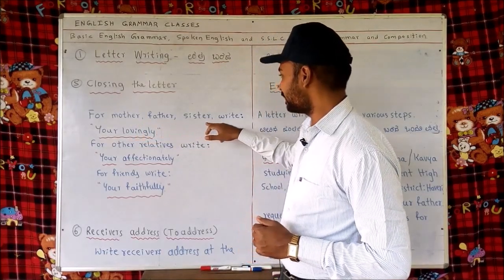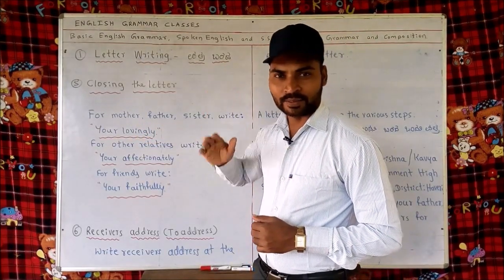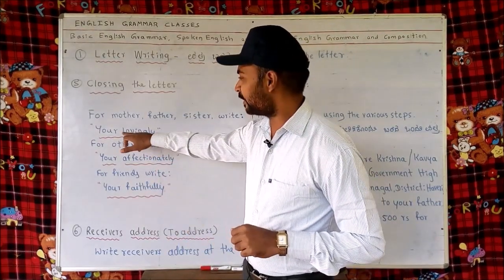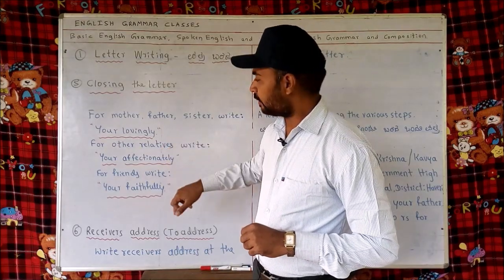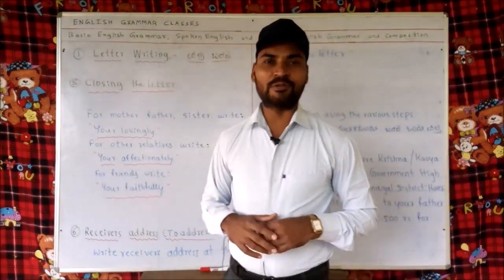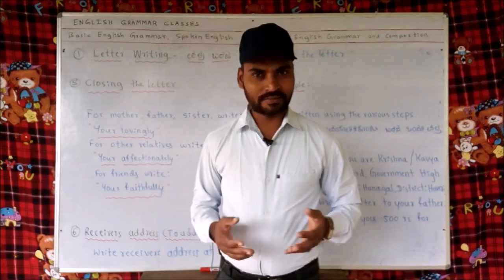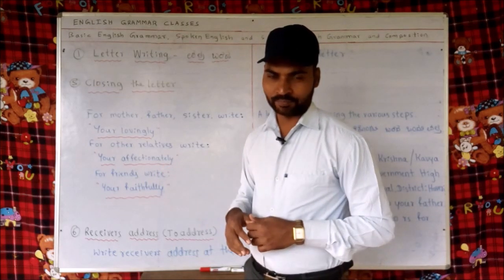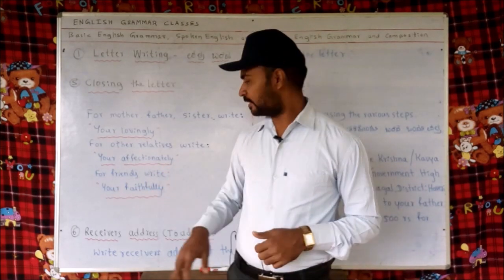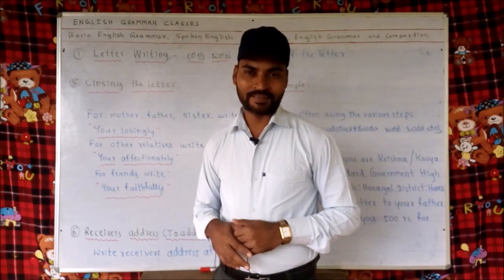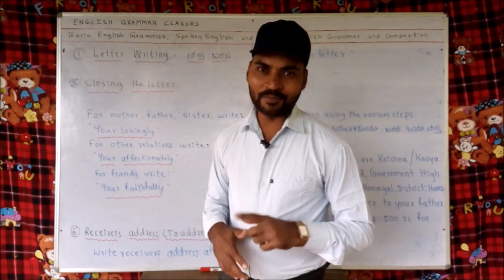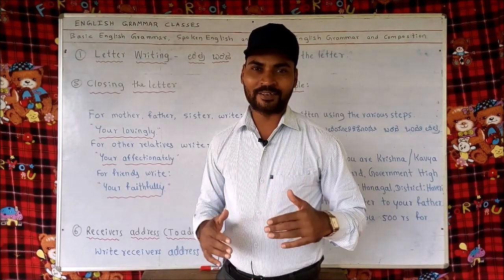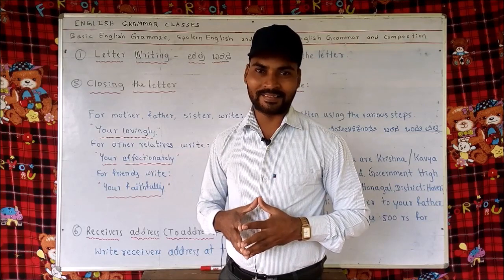For mother, father, sister, brother, husband, wife, for them we may write "Your lovingly". Then for other relatives, maybe uncle, aunt, for them we should write "Your affectionately". Then for friends we should write "Yours faithfully". If you write "Your lovingly" for a friend, it doesn't look good. That is why for friends we should write "Yours faithfully".